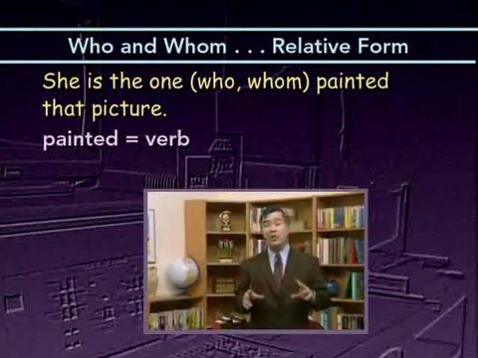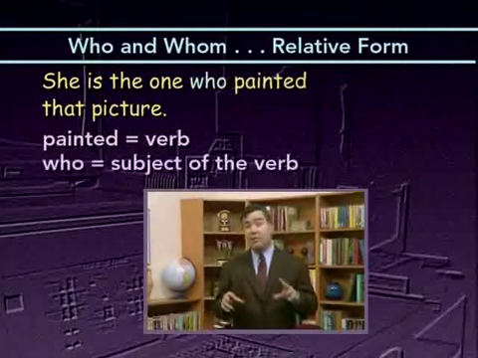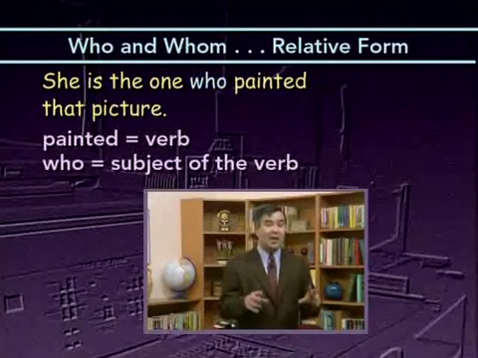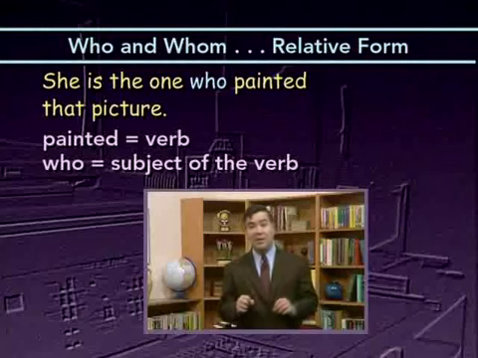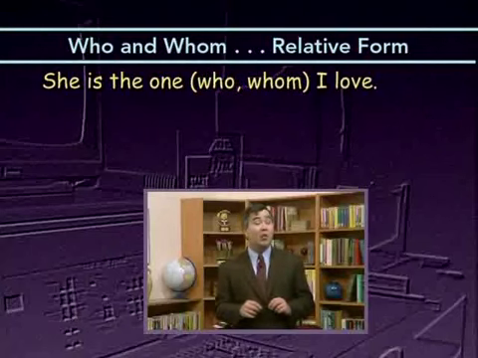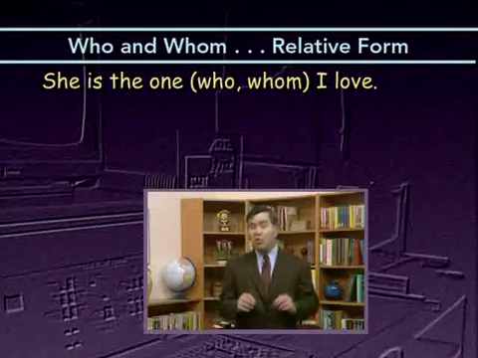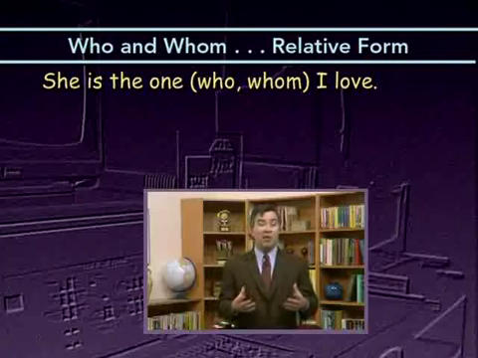That's the one that's doing the painting. Since the pronoun is being used as the subject of the verb painted, it should be in the subjective case, who. So who would be correct. She is the one who painted that picture. Here's a different example. She is the one who or whom I love. Once again, who or whom is being used as a relative pronoun to introduce a subordinate clause.